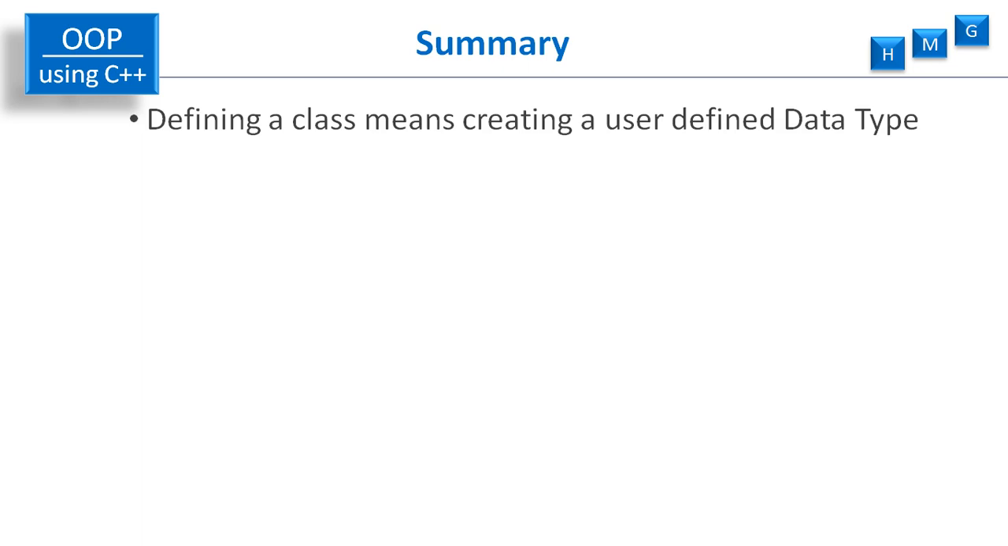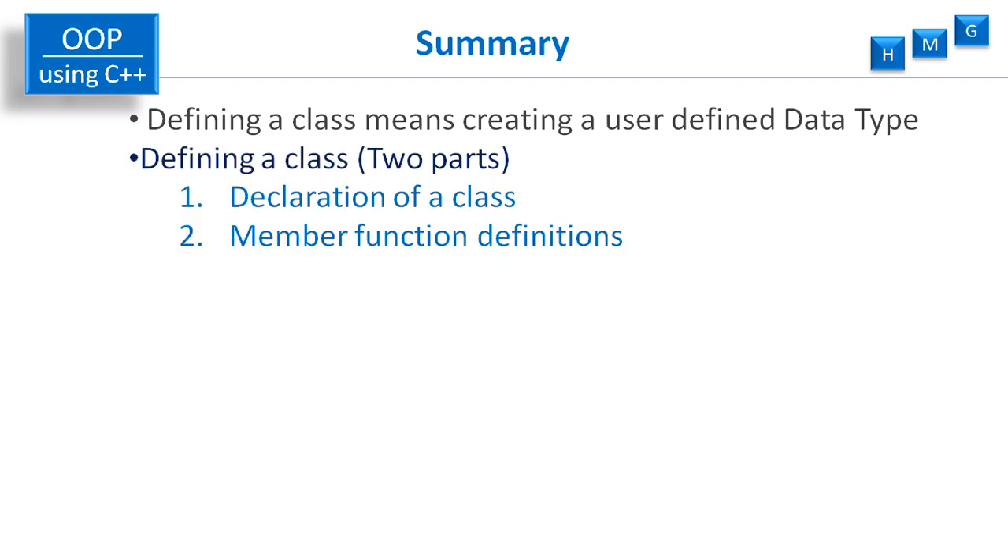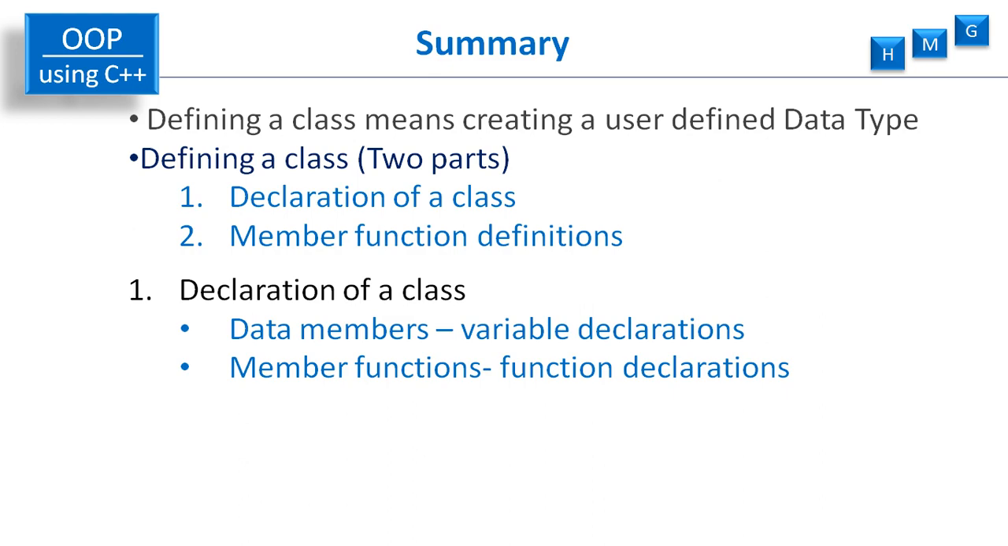In this video, we have learned defining a class means creating a user defined data type, because class is a user defined data type, or it is also the abstract data type. In a class there are two parts: declaration of class and member function definitions. In declaration of a class, we learn data members and member functions. Data members means variable declarations, and member functions means function declarations. The member functions are also known as methods.